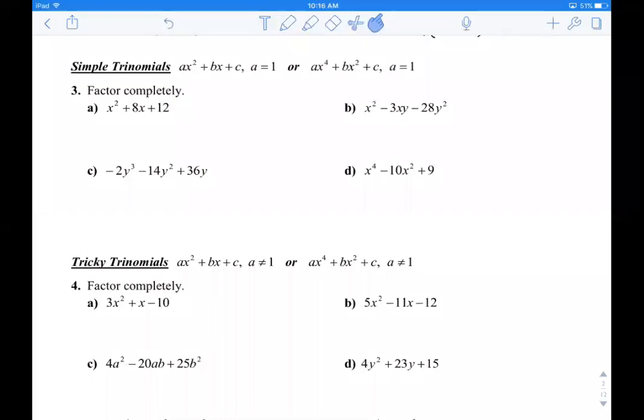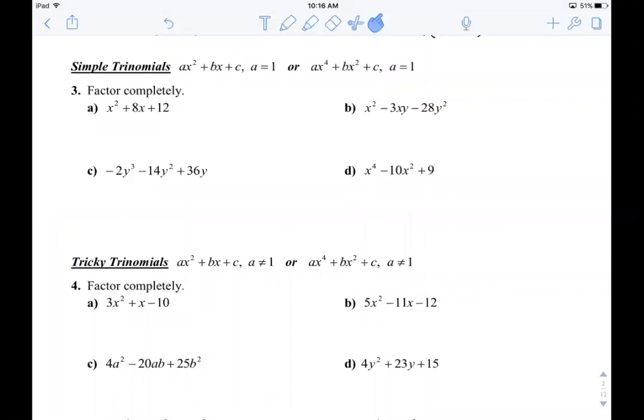The remainder of this lesson is all about factoring trinomials. And first off, we'll talk about simple trinomials and the patterns that emerge when we're factoring them. So a simple trinomial is generally something that looks like so, where what makes these simple is that the a coefficient is 1.